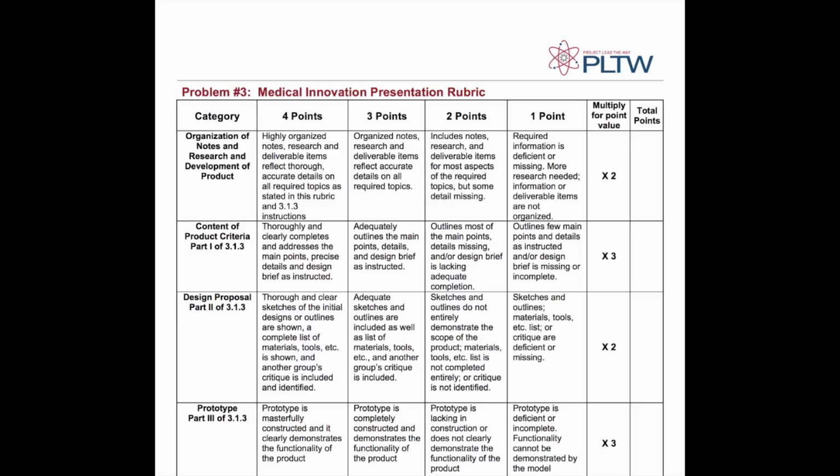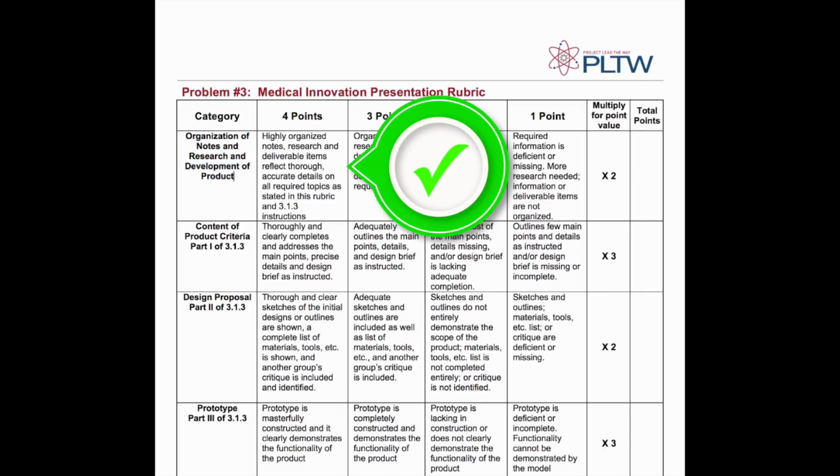So now we want to look at the rubric specifically and address each one of the rows on the rubric to help you get the best grade possible, starting with row number 1, which is the organization of notes and research and development of product. You'll notice this has to be highly organized notes and research.